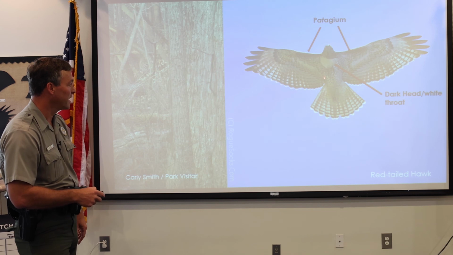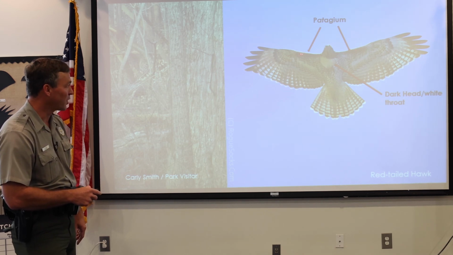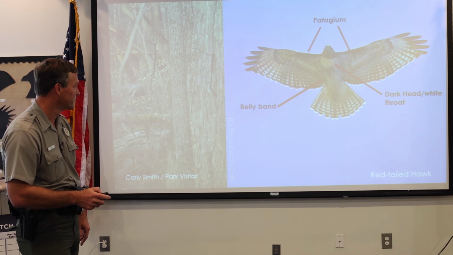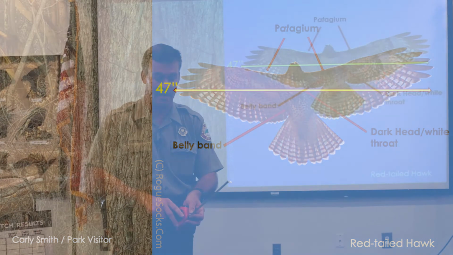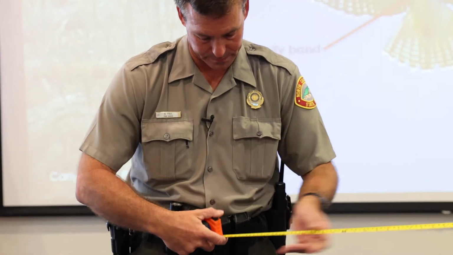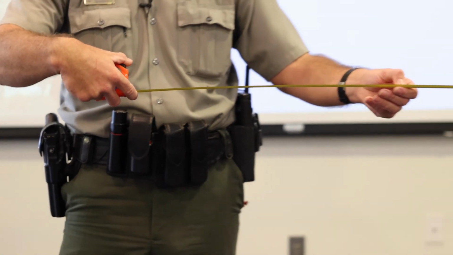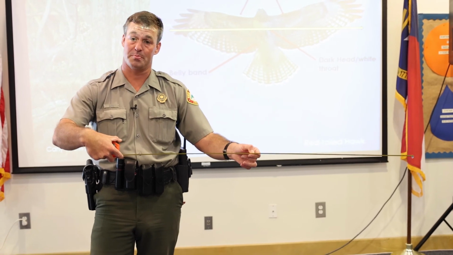It has a dark head with a white throat and these patagium markings right between its wrist and its head, right in here. Now it has a wingspan of about 47 inches on average. So from tip to tip, its wingspan is almost 47 inches on average. That's a large bird.